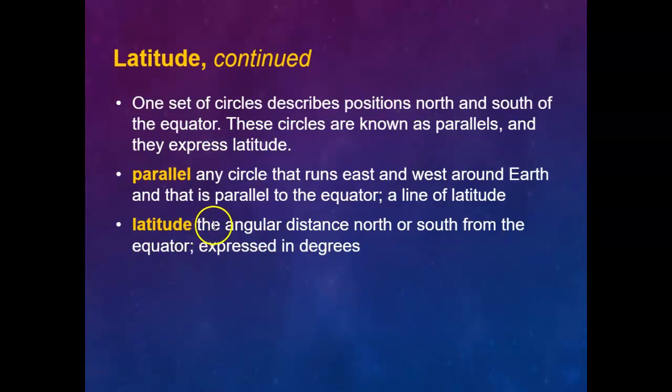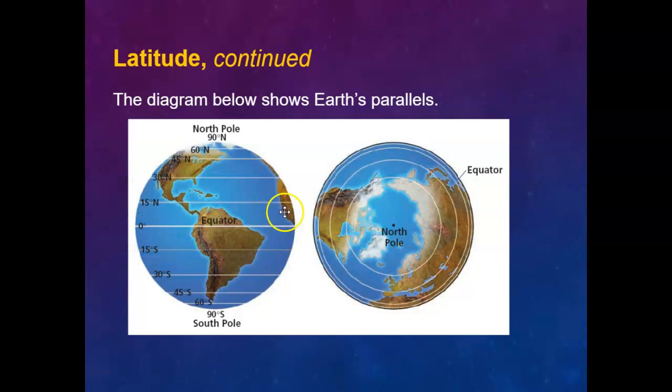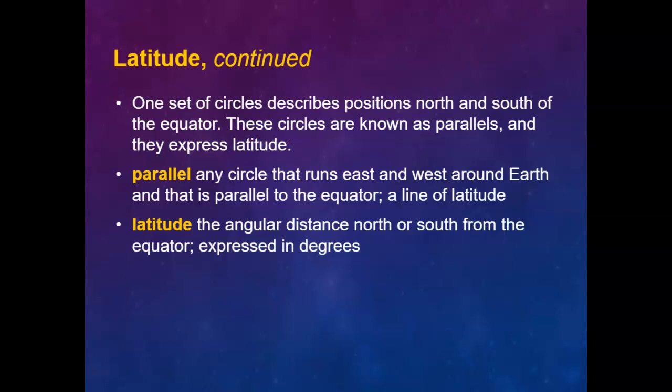On your notes, your definition is as follows. Latitude is the angular distance north or south from the equator, and it's expressed in degrees. You can get all the way from 0 up to 90 north and 0 to 90 south. And you'll notice that after each number, it's noted with an S or an N, north or south, and then the degree sign that goes with that.